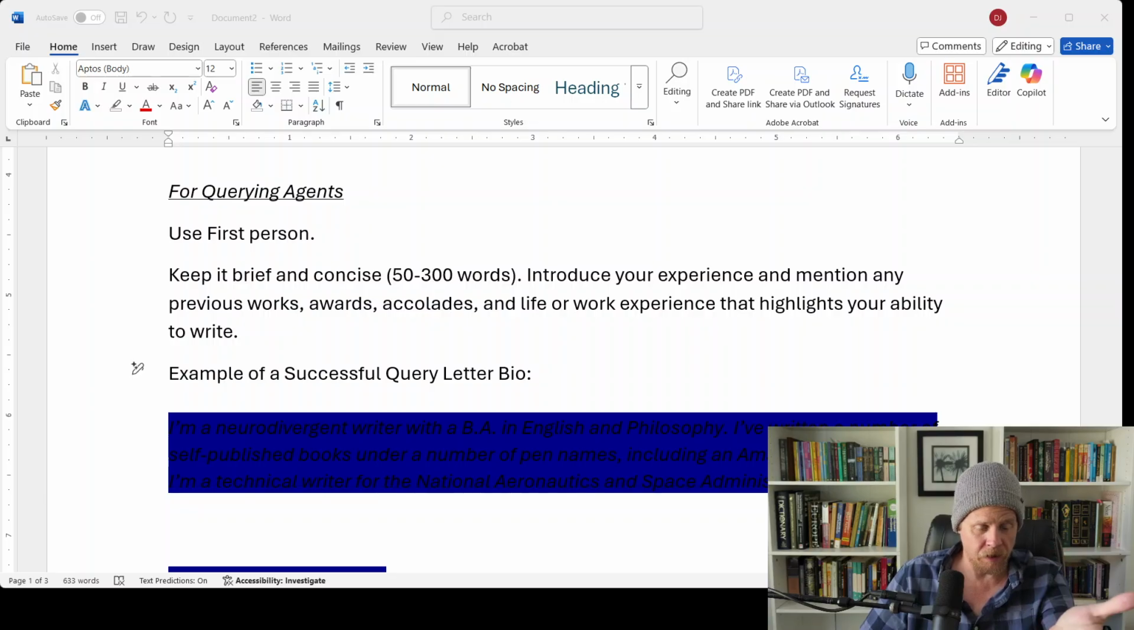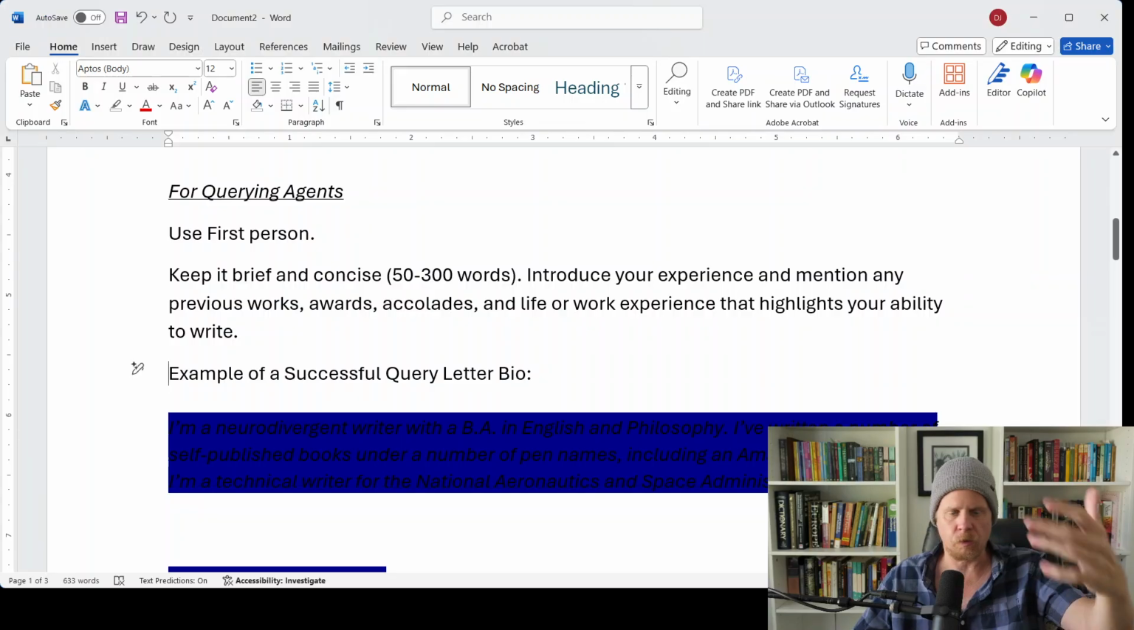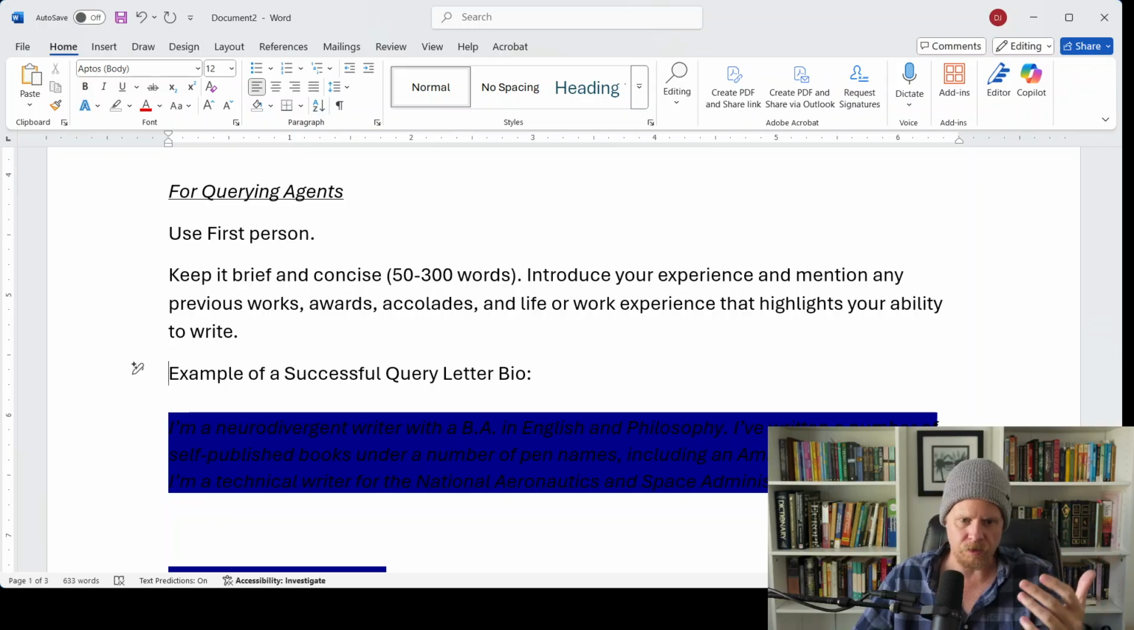So this is going to be an example of an actual query letter that was fortunate enough to get some people to actually request the manuscript. If you've done querying before, you know that's kind of difficult to do.